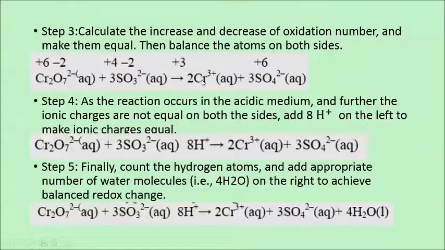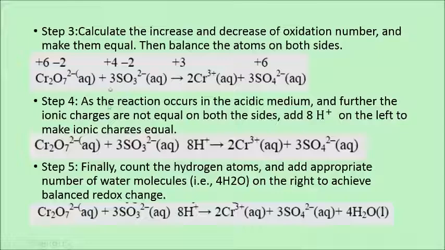Now, after this, we have to see whether the atoms on both sides are balanced or not. The chromium here, 2 is there, and on the left side also 2 is there. So it is balanced. But what about the sulfur? Sulfur 3 is on the right hand side. So we have to put the coefficient 3 on the left hand side also for the sulfite ion. So it becomes balanced now.